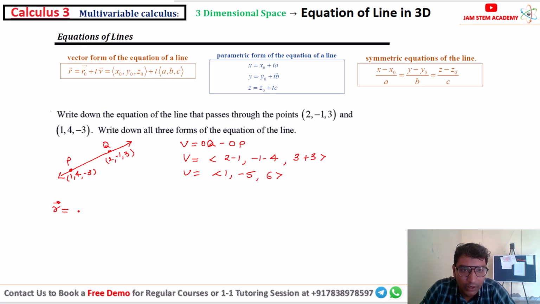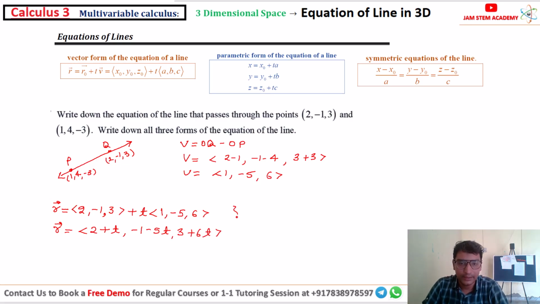So let's write the first form, vector form, which is going to be r vector is equal to r naught plus t times the direction vector. r naught is 2, minus 1, 3. So let's take this one: 2, minus 1, 3 plus t times 1, minus 5, 6, where t can be any real number. This is the vector form of the line. Okay. So if you want, you can also write the same as r vector equals 2 plus t, minus 1 minus 5t, and 3 plus 6t. Okay. That is the first form.